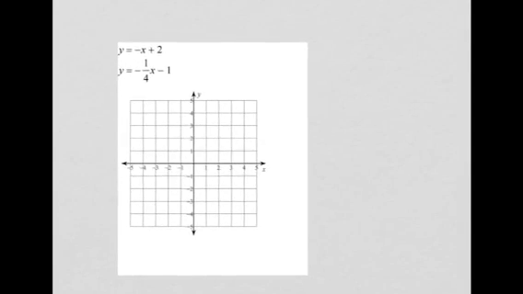Welcome to 16-4, Part 1. Part 1 is all about graphing systems of equations that are already in slope-intercept form. You know they're in slope-intercept form because it's y equals.